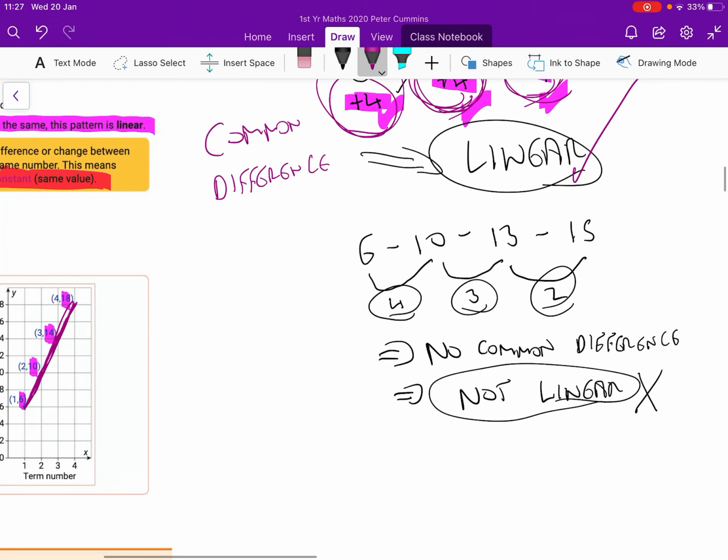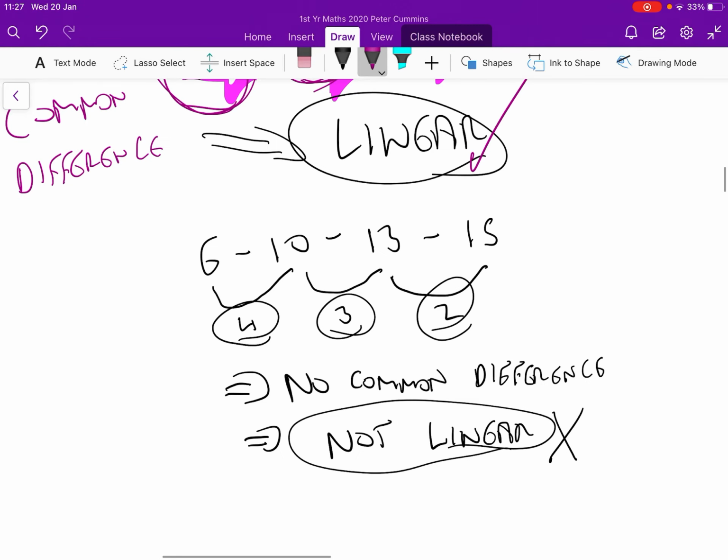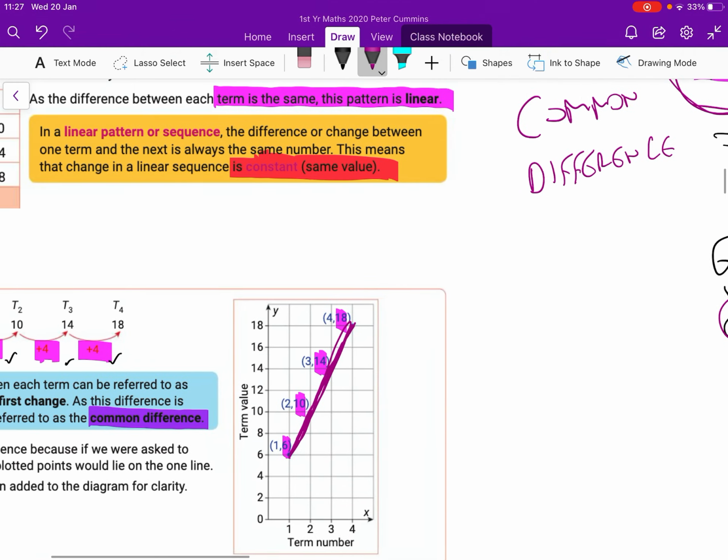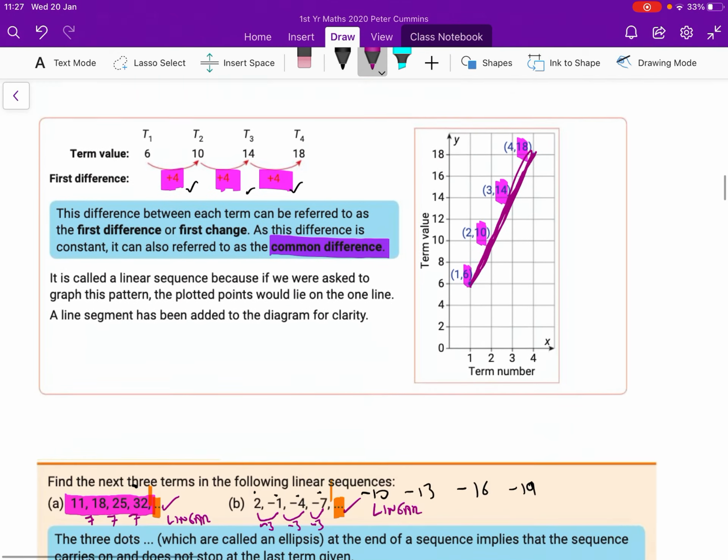Okay, so another one down here, you have 6 and 10 and 13 and 15. The difference between 6 and 10 is 4. The difference between 10 and 13 is 3. And the difference between 13 and 15 is 2. So there's no common difference, it's not going to be linear. So you won't get a straight line. That's our first one. If the common difference is the same, it's going to be linear.